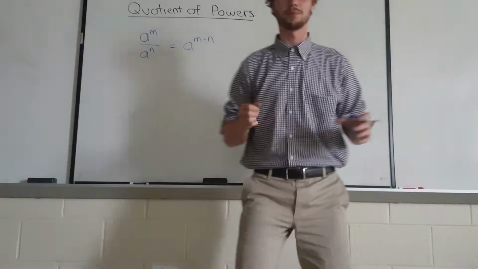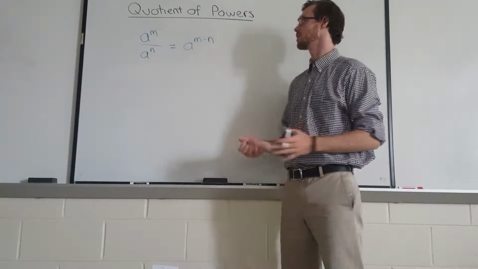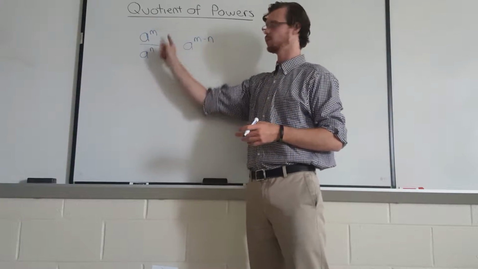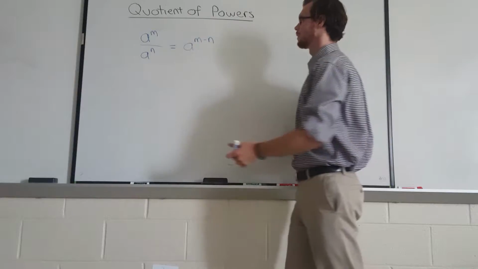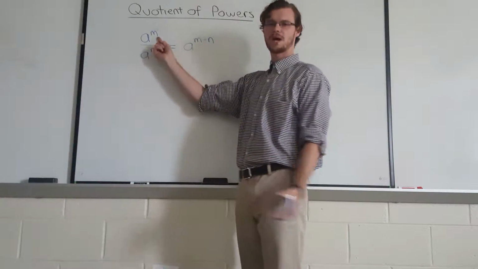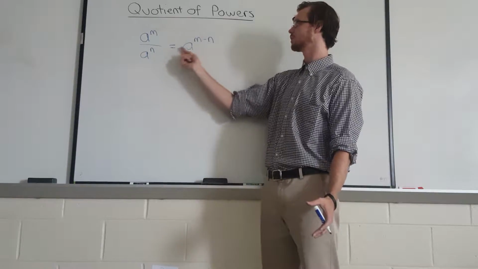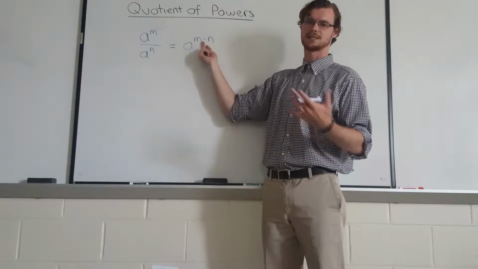All right, exponent rule number 2 is called quotient of powers. Last time we had product of powers, so now it should make sense. We're dividing with two different exponents. So our general rule is a to the power of m over a to the power of n is equal to a to the power of m minus n.